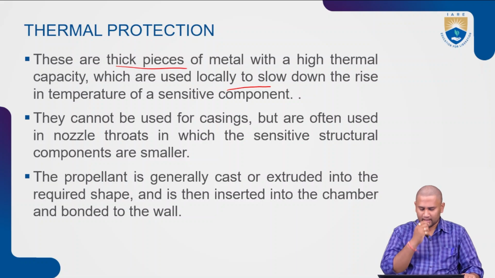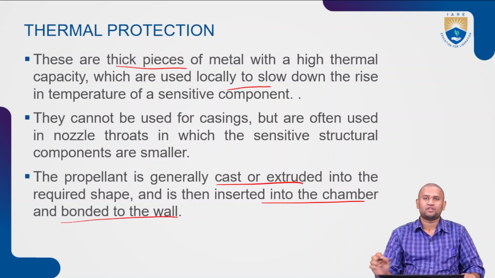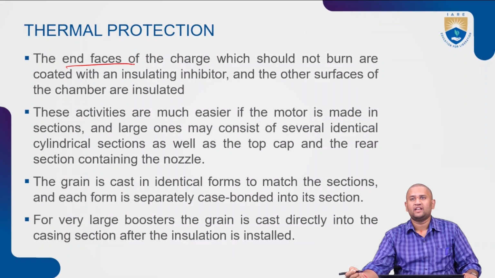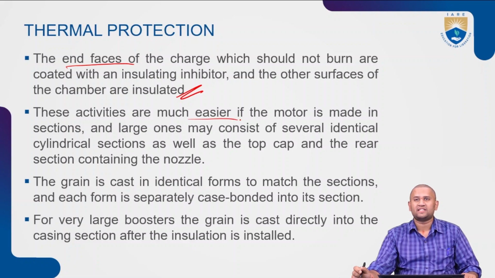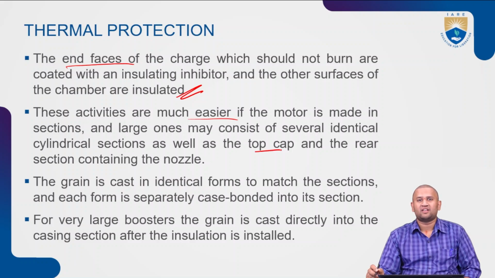The propellant is generally cast or extruded, as we have discussed earlier, into the required shape and is then inserted into the chamber and bonded to the wall. Right? The end faces of the charge, particularly where the propellant should not burn, are coated with an insulating inhibitor, and the other surfaces of the chamber are also insulated. These activities are much easier if the motor is made in sections, and a large one may consist of several identical cylindrical sections as well as the top cap and the rear section containing the nozzle.